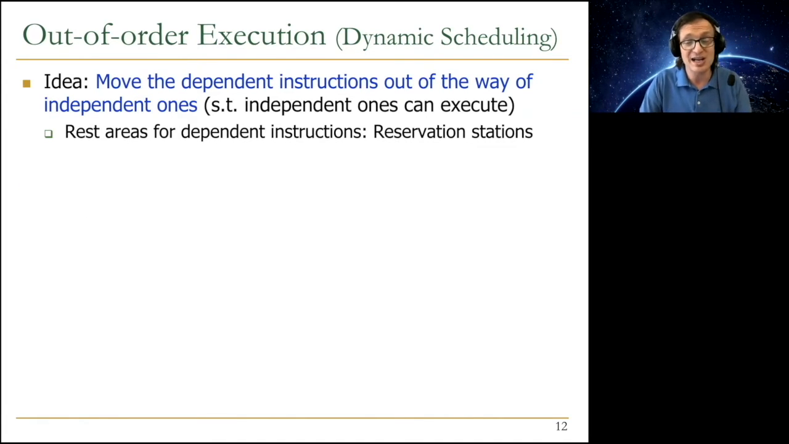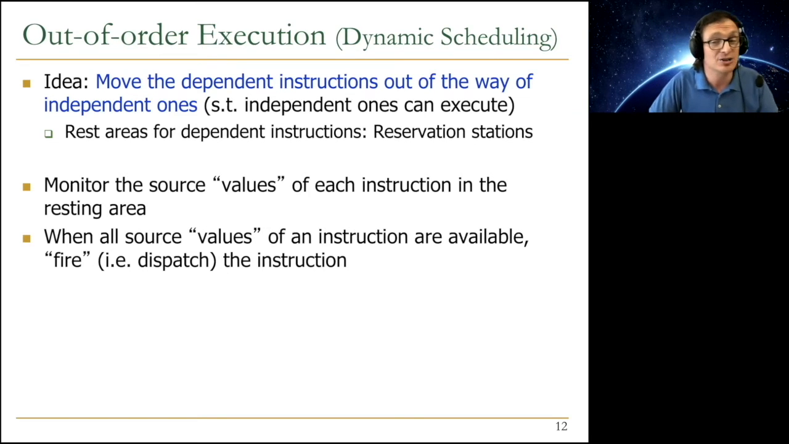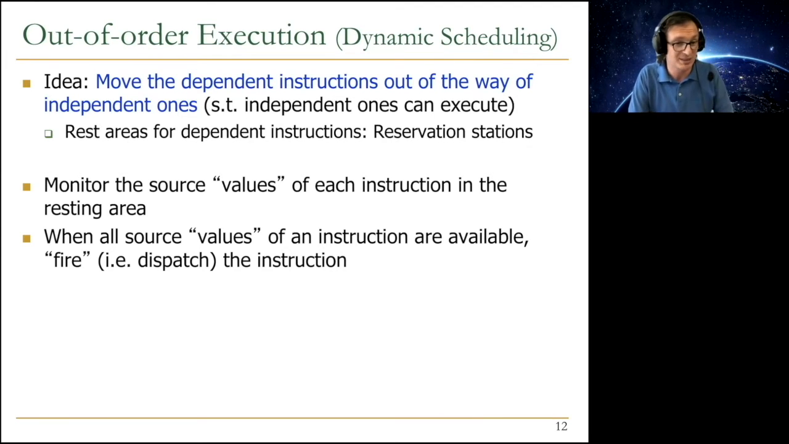While the instructions are in the reservation stations, we add hardware to monitor the source values of each instruction in this resting area. So there's some additional hardware we need to add to capture the values. When all source values of an instruction are available, and we need to detect this, of course, and we will see how we detect this in the next lecture, we can fire or dispatch the instruction into the execution unit because we know that the values are available at that point.